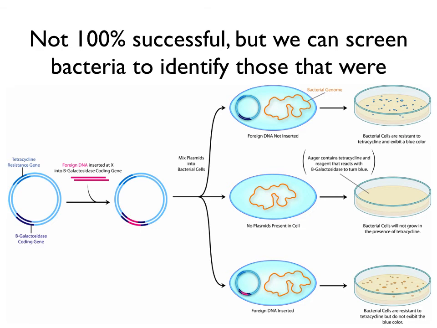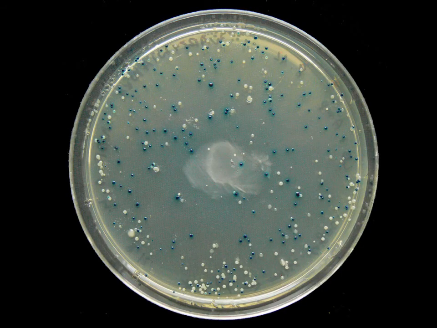Okay? And the third possibility is, at the bottom, that the bacteria take up a plasmid that does have this foreign DNA, this insulin gene, inserted in the middle of the beta-gal gene. And what this means is these bacteria are resistant to tetracycline, but they do not produce this blue coloration. And so these three options all manifest themselves in these plates. And you can see here what this looks like in real life.